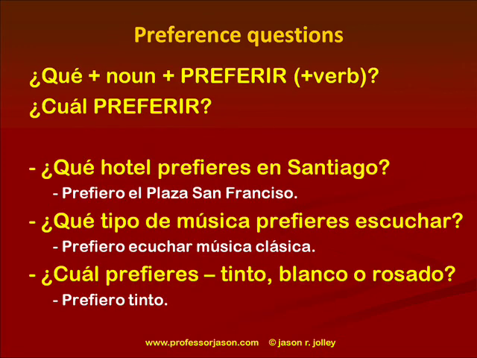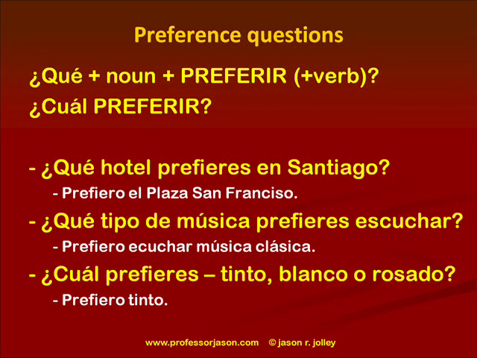Moving on. Preference questions. One of 2 forms, or maybe more, but at least these. Qué plus a noun plus a form of the verb preferir, right? And then finally, or as a second alternative, ¿cuál prefieres? ¿Cuál plus preferir? Okay. For example, ¿qué hotel prefieres en Santiago? Prefiero el Plaza San Francisco. ¿Qué tipo de música prefieres escuchar?